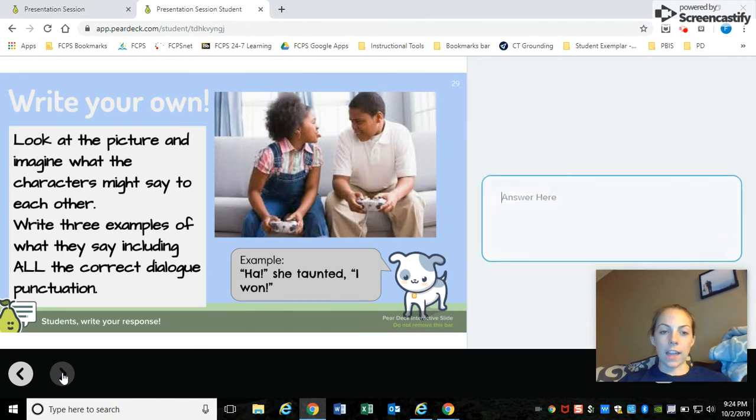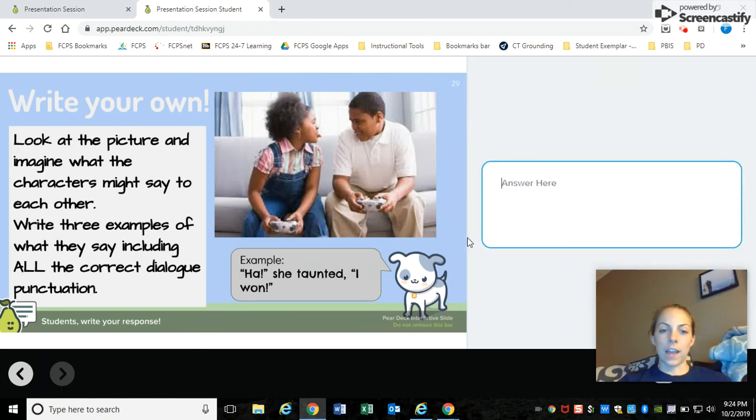And then after that, you're going to write some of your own dialogue for this picture here. Remember, QSPQ when you are typing. If you have any questions, feel free to ask. I know this is the first time we're learning this, so it's kind of tricky, but I just wanted to share some of my thinking to hopefully help you get started. All right, give it a try.